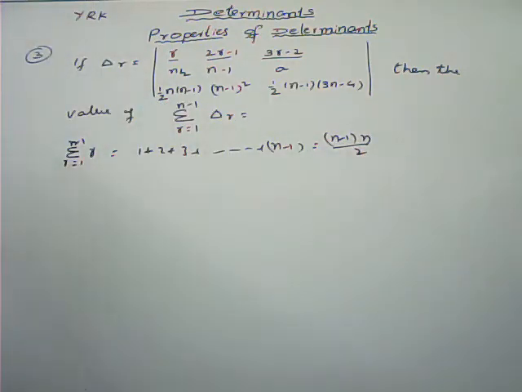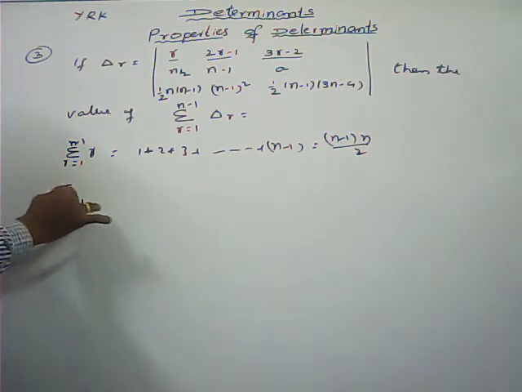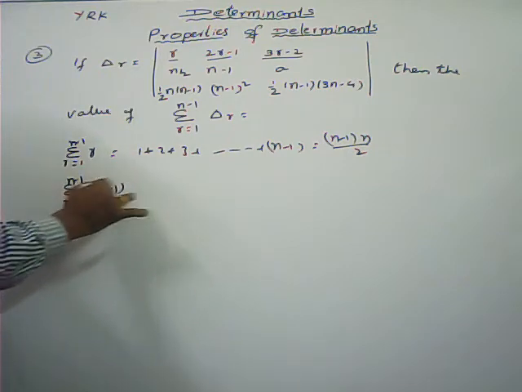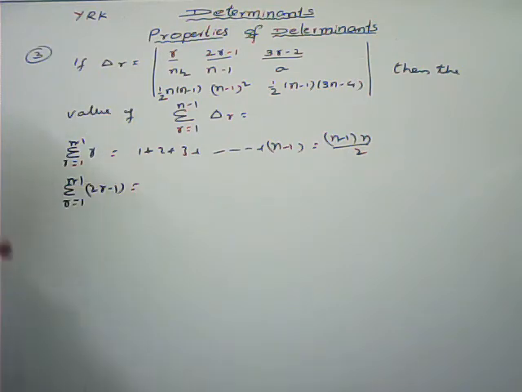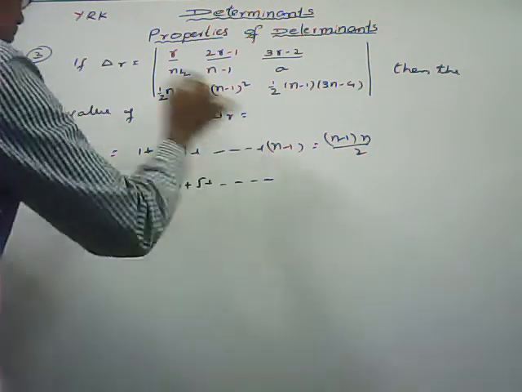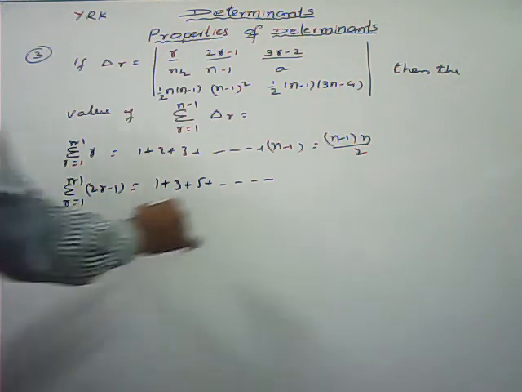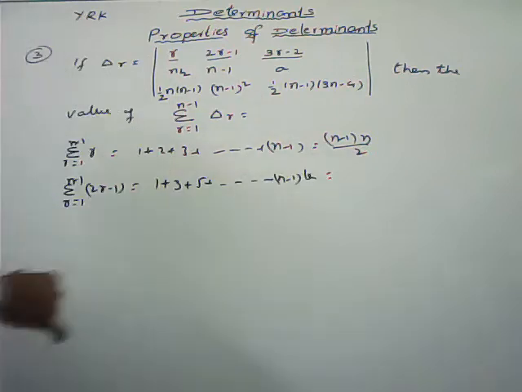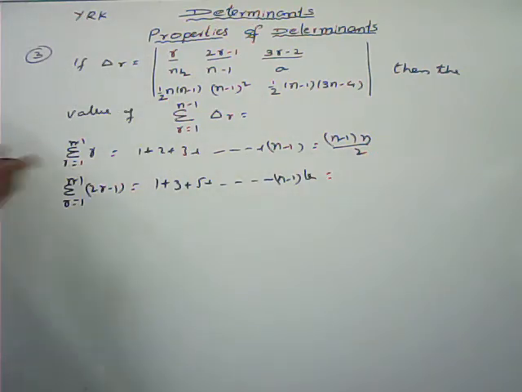Keep that one aside. Next, sigma R equals 1 to n minus 1 of 2R minus 1 is there. If I put 1 plus 3 plus 5 and so on, a total of n minus 1 terms are there. n minus 1 terms are there. Otherwise, if I put n minus 1 also, we can get that one.